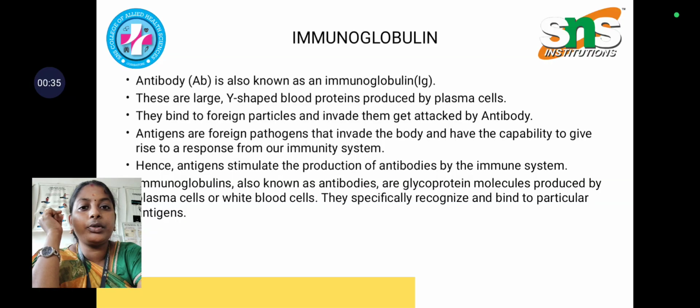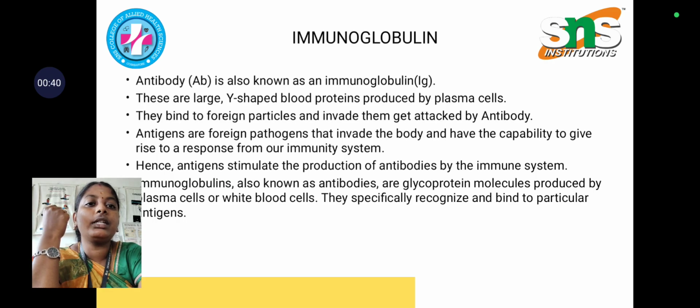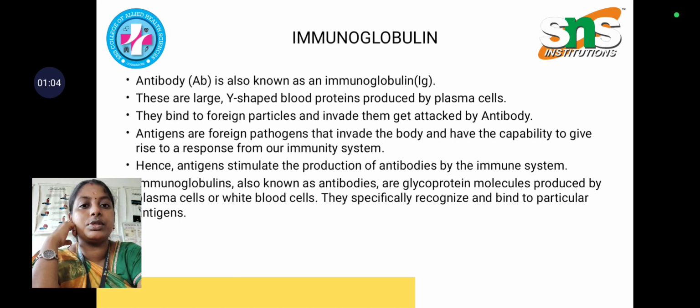it is mainly produced by the plasma cells, and they bind to foreign particles and invaders, which get attacked by the antibody. So one set is antibodies, and the other is antigens, which are the foreign pathogens that invade the body. The antigen has the capability to give rise to a response from our immune system by producing the antibodies. Hence, antigens stimulate the production of antibodies by the immune system.